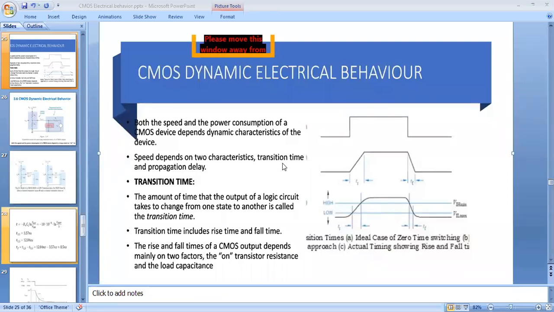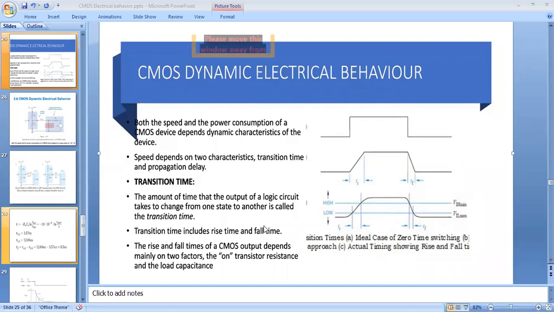So what is transition time? The amount of time required to change from one state to another state is called transition time. The transition time mainly depends upon rise time and fall time. Already I told the definitions of rise time and fall time.